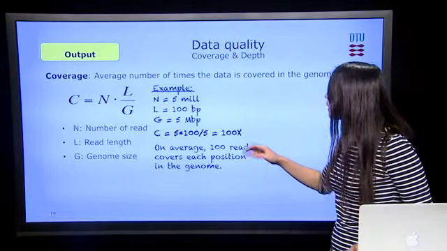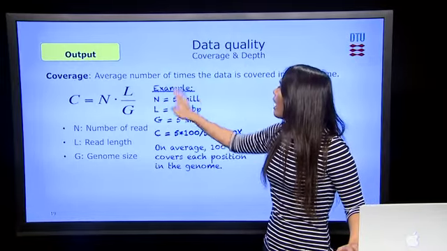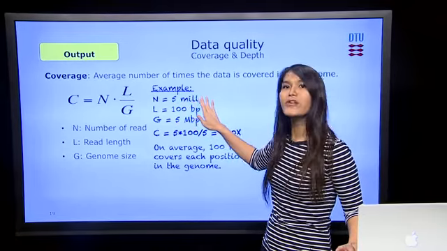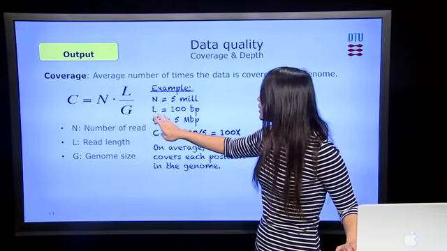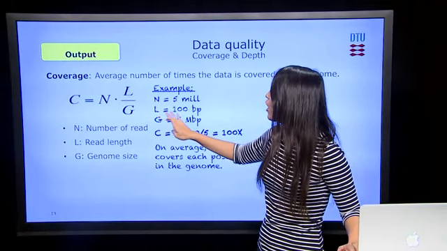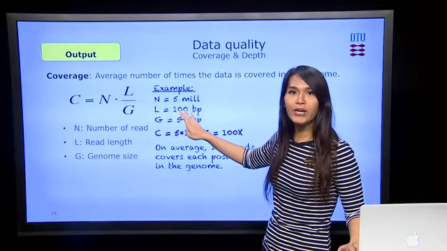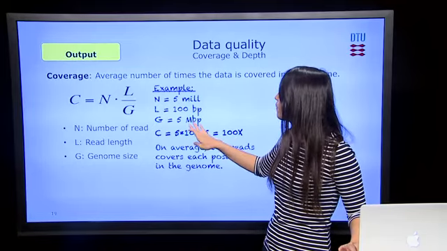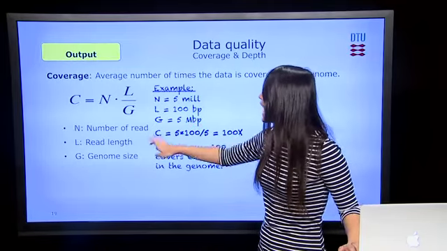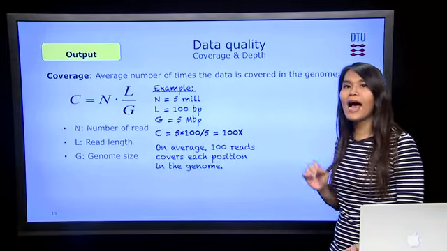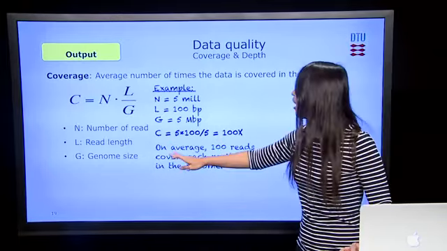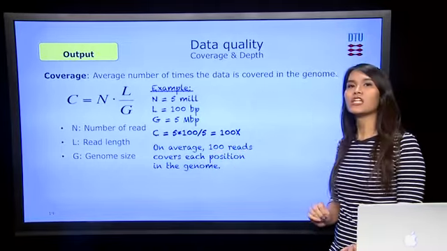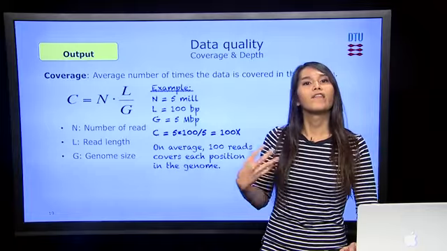For example, my raw reads contain 5 million reads. And the length of the reads is 100 base pair, and the genome size of my genome is 5 megabase pair. So in this case, the coverage is 100x, meaning that on average, 100 reads cover each position in your genome, which is quite very high.